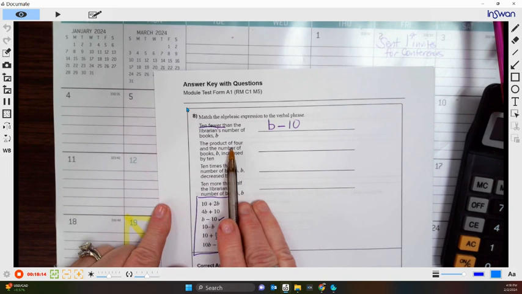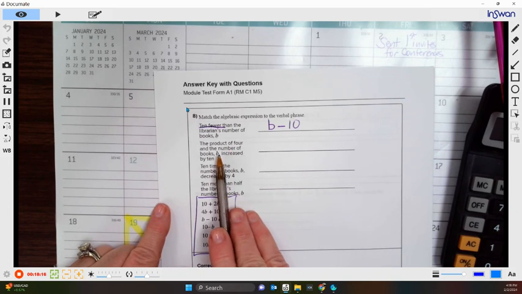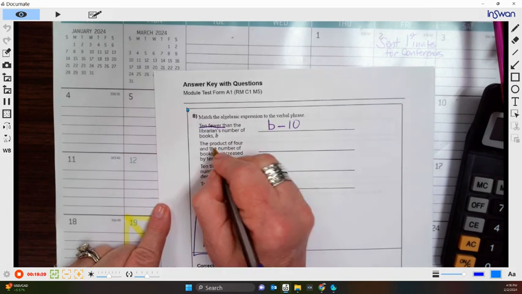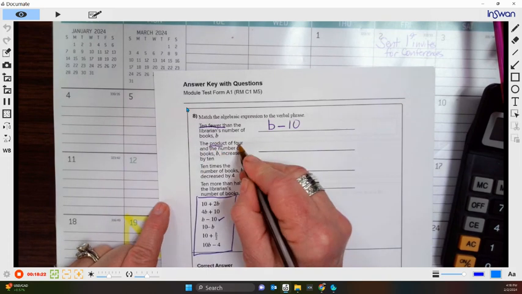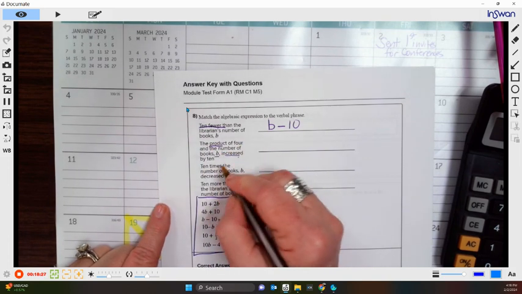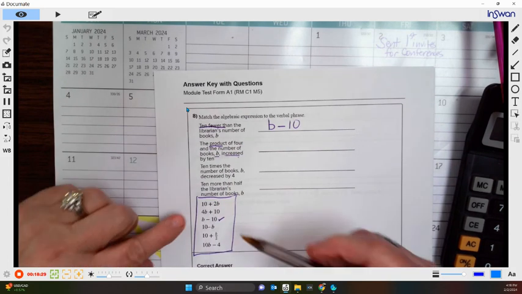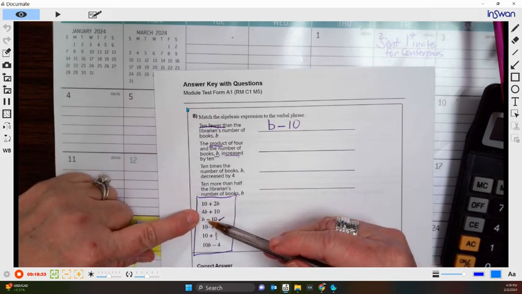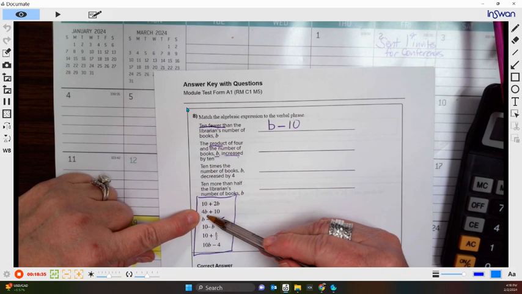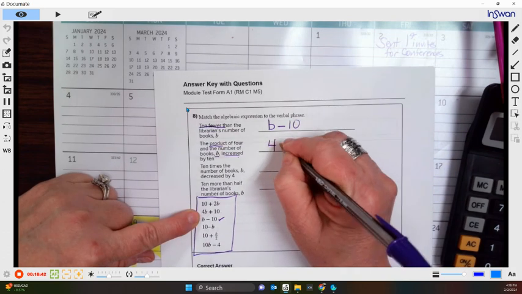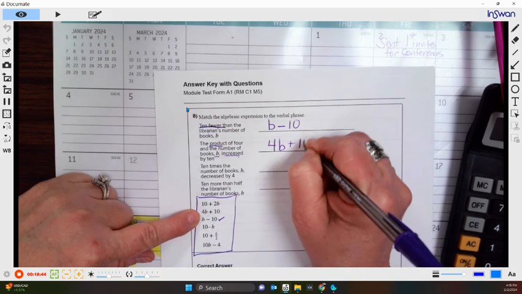And the second one, the product of 4 and the number of books, b, increased by 10. So product means you're multiplying. We're multiplying 4 times the books, and then we're adding, increased by 10. So let's look at the adding ones. That's 2b. Nope, here it is: 4 times the number of books. That's the product of 4 and the number of books increased by 10. That's the only one it could be. So that one's going to be 4 times b plus 10.